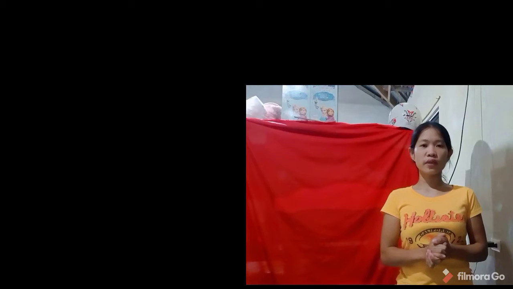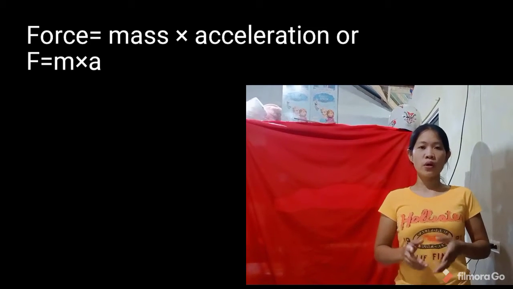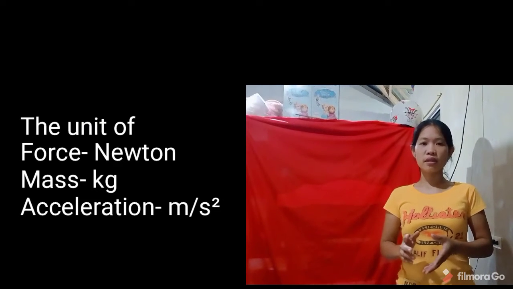So the equation for this is force equals mass times acceleration, where the unit of force is newtons, mass is kilograms, and acceleration is meters per second squared. So I will show you some examples.